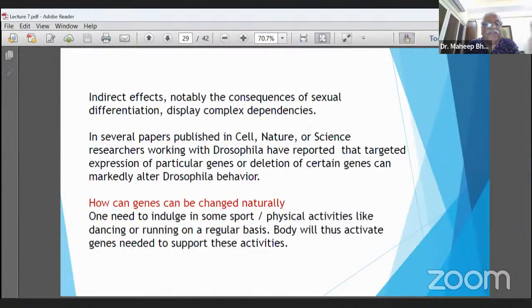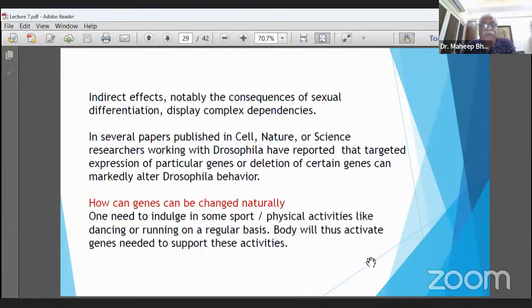How can genes be changed naturally? Well, this is a question asked very commonly, but it's very difficult to say that there is a natural way of changing the genes.